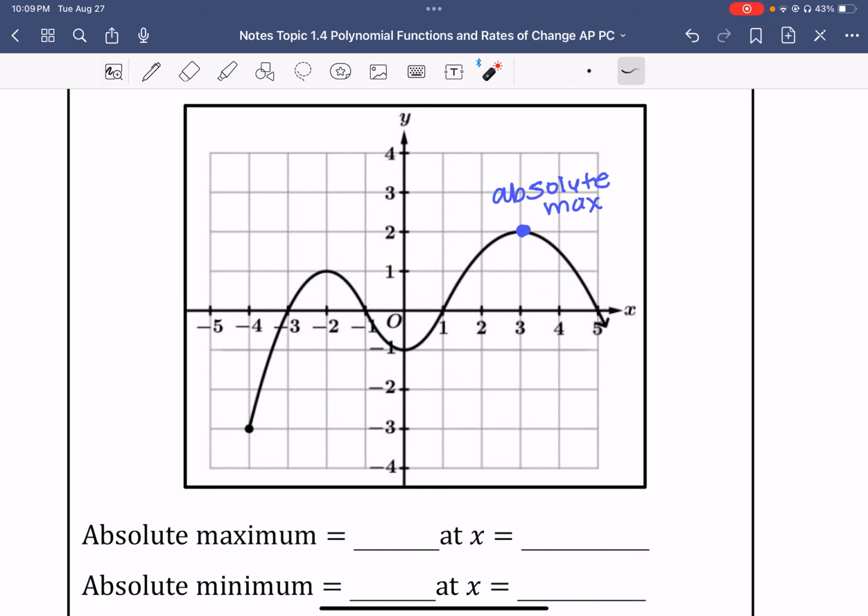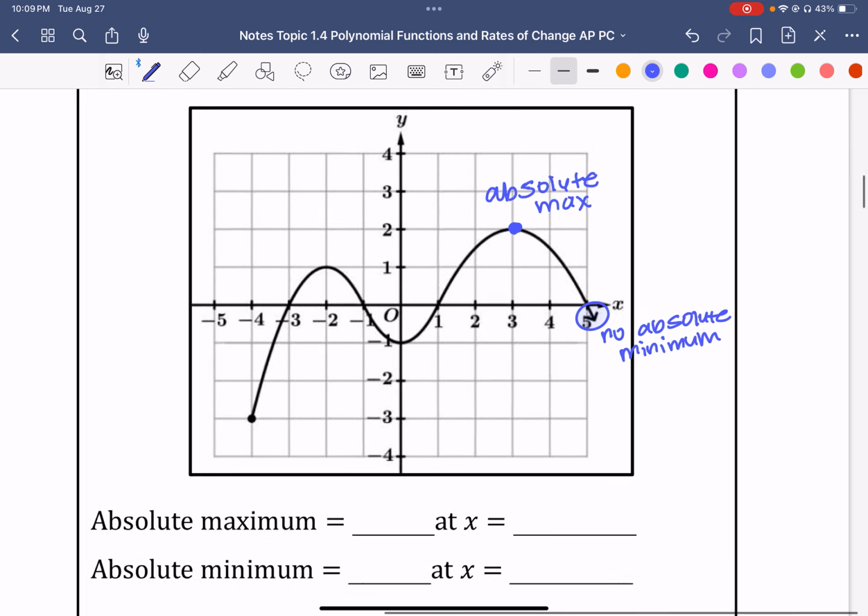Now earlier we had seen this arrow and we kind of skipped through it. Anytime you see any type of arrow, I want you to circle that arrow and write no absolute minimum next to it. So if you have any arrows pointing down, there's no absolute minimum. If you have any arrows pointing up, there is no absolute maximum.